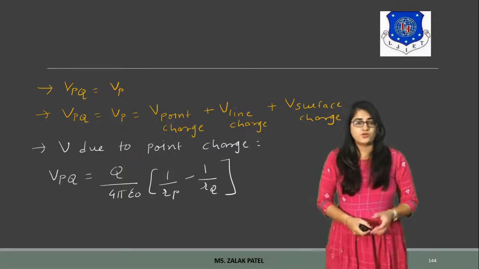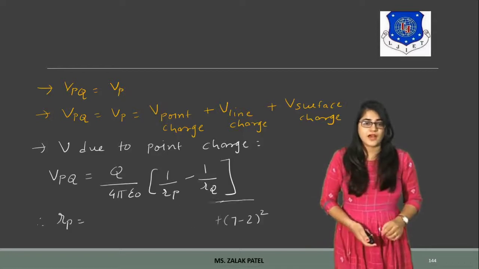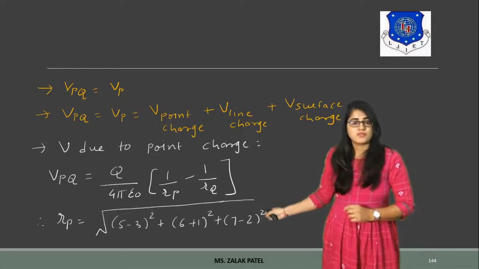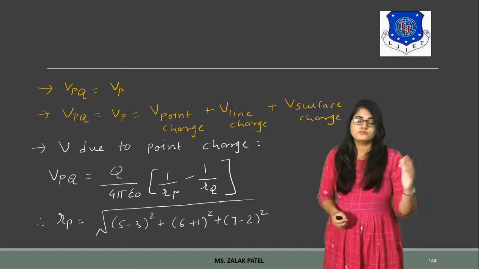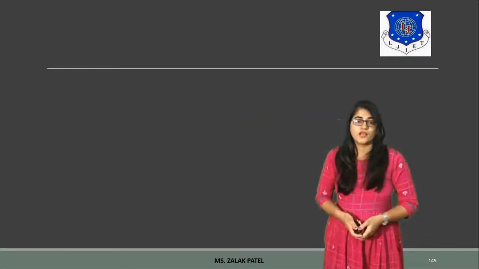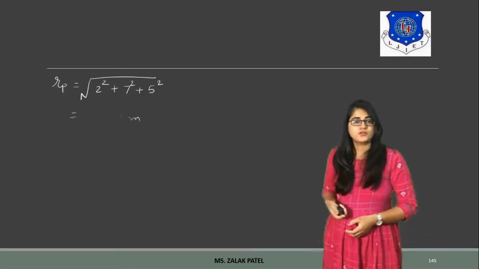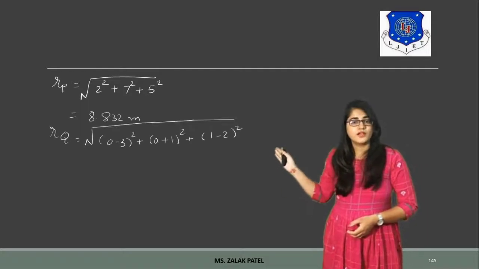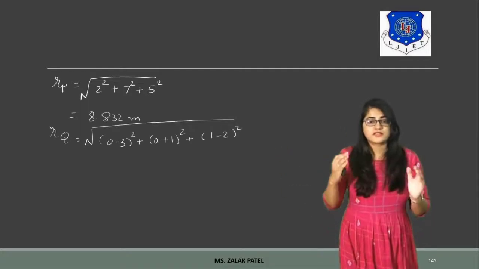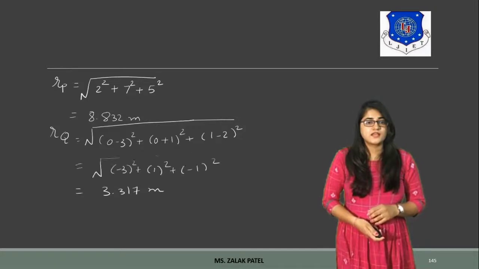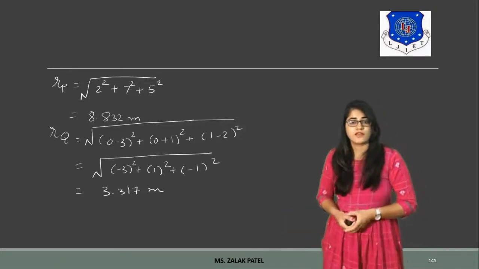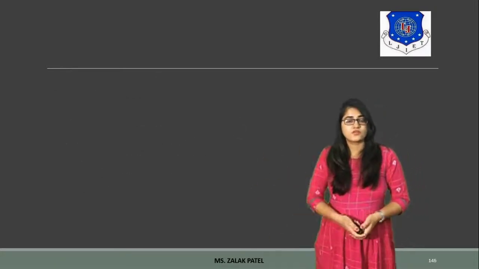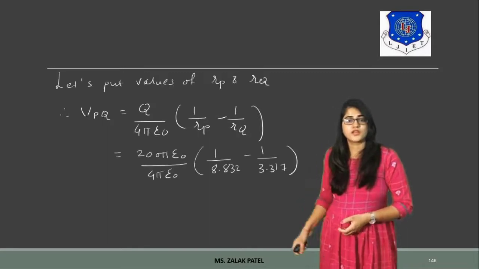Now we need to find the two distances, that is RP and RQ. We have the 2 points, so simply we can find the magnitude, desired point minus given point. Same way for RQ also, desired point minus given point. So it will be the square root, and the square of the individual components is taken. It gives the answer 3.317. Now we have both the values, so let's put them in the equation of potential difference.